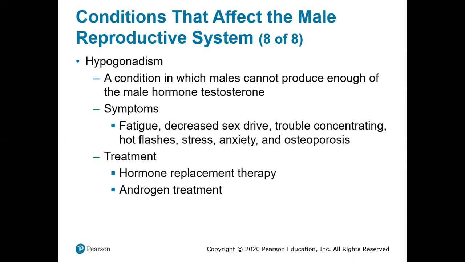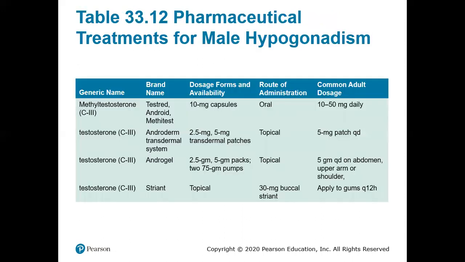Hypogonadism is a condition in which males cannot produce enough of the male hormone testosterone. Symptoms would include fatigue, decreased sex drive, trouble concentrating, hot flashes, stress, anxiety, and osteoporosis. Treatment includes hormone replacement therapy and androgen treatment. Table 33.12 at the bottom of page 576 details the pharmaceutical treatments for male hypogonadism.